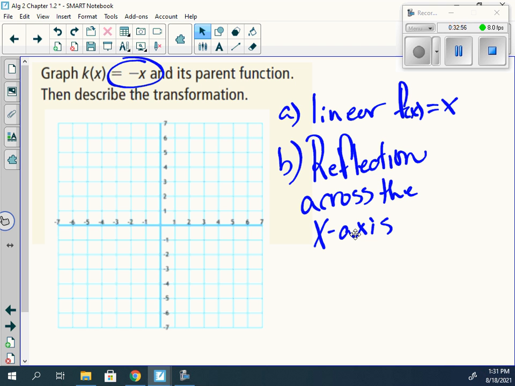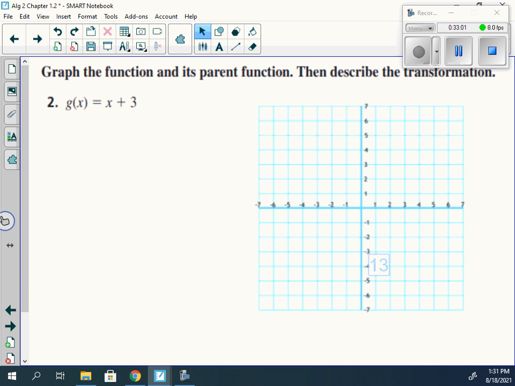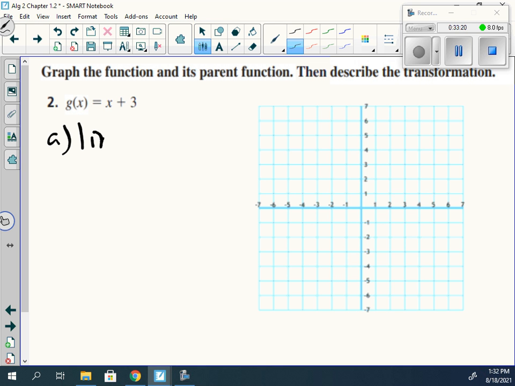Any questions on this here? So, what is the parent of this graph, or this equation here? X, so that would be considered a linear function. So its parent is linear.